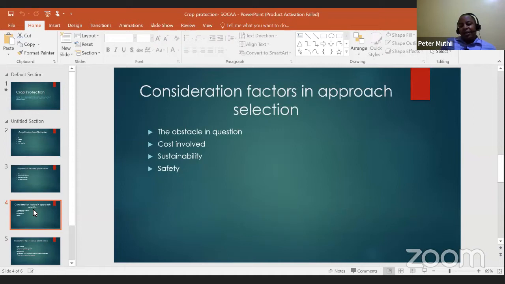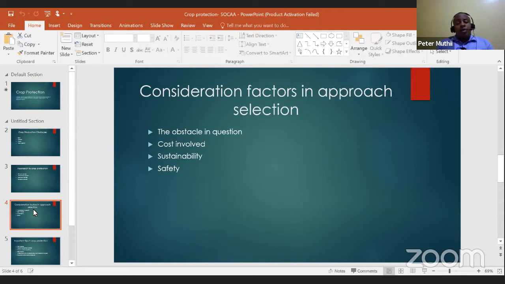When is it mostly active? When is this pest mostly damaging this crop? So which is the best time for you maybe, or which is the best type of approach that you can employ to address such a challenge? Again, you want to understand the cost involved.